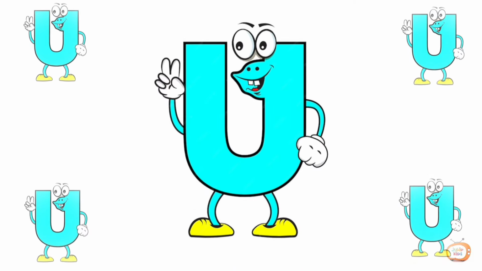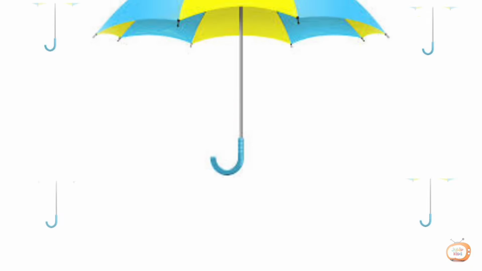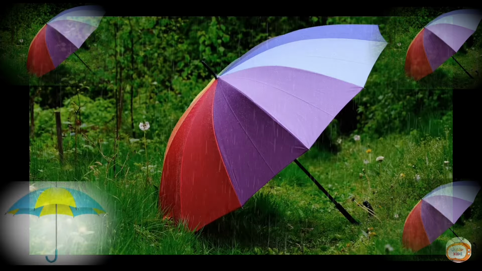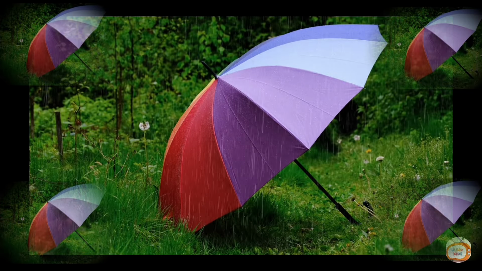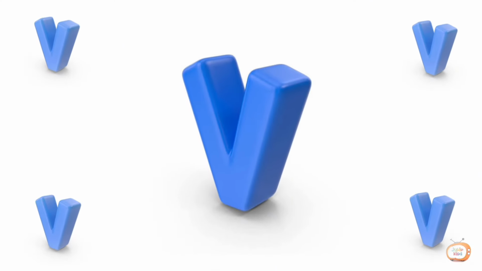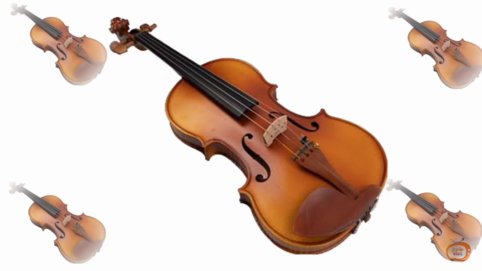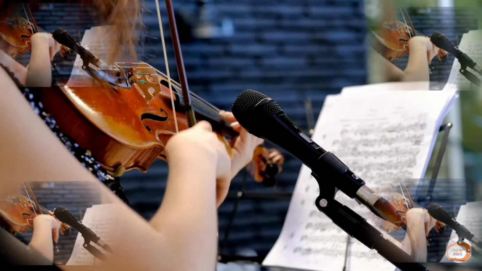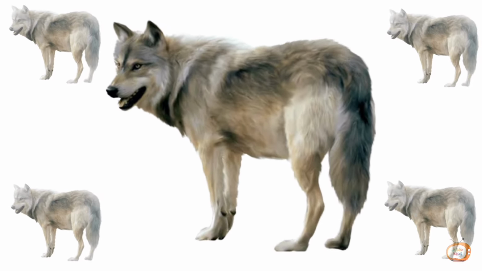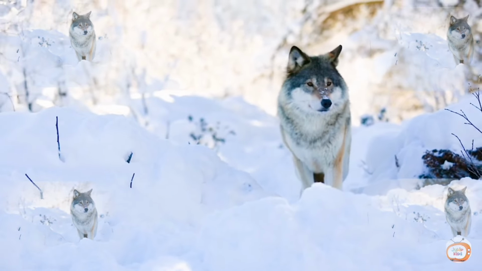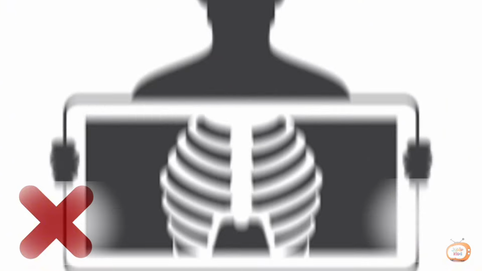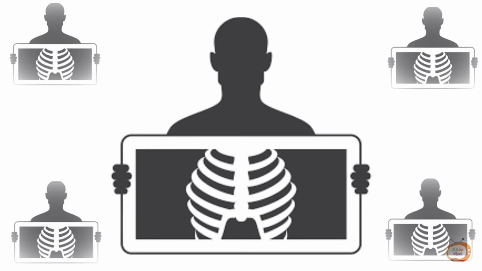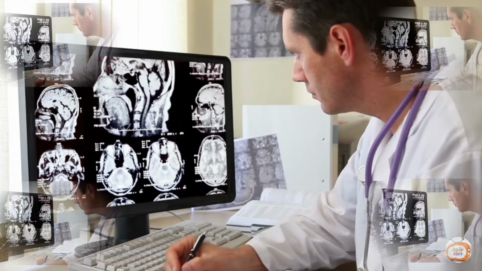U is for umbrella, u u umbrella, U is for umbrella. V is for violin, V V violin, V is for violin. W is for ball, V V ball, W is for ball. X is for extra, X X extra, X is for extra.